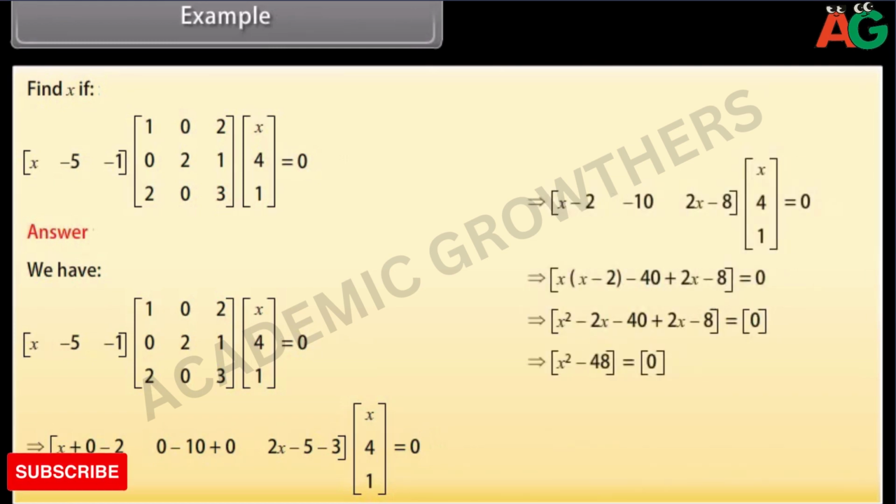Solving this, we get x squared minus 48 is equal to 0. It implies x squared is equal to 48. It implies x is equal to plus or minus 4 square root 3.